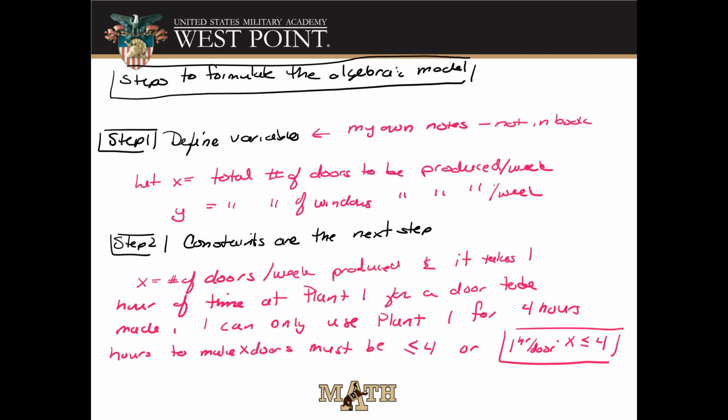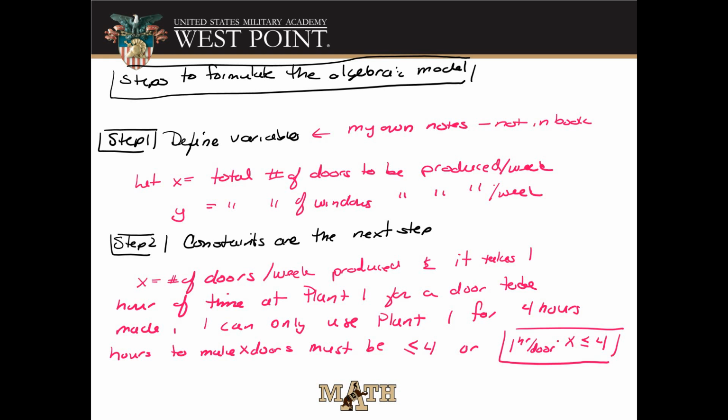So how do you formulate this algebraic model? Step 1, you have to define your variables. That's why they have the rubric there. It's not in the book. I just wrote it out. That's what I would do. Like, what is it I don't know?